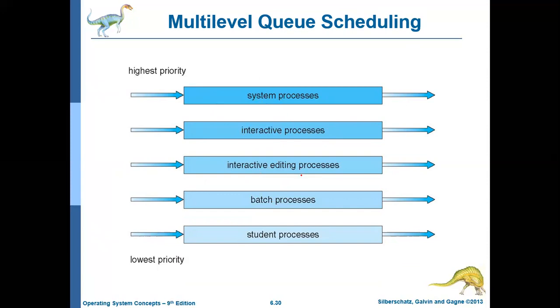How much percentage of time the higher priority queue should use, and how much percentage of time the lower priority queues should use. Okay. So this is how the multi-level queue scheduling algorithm works.